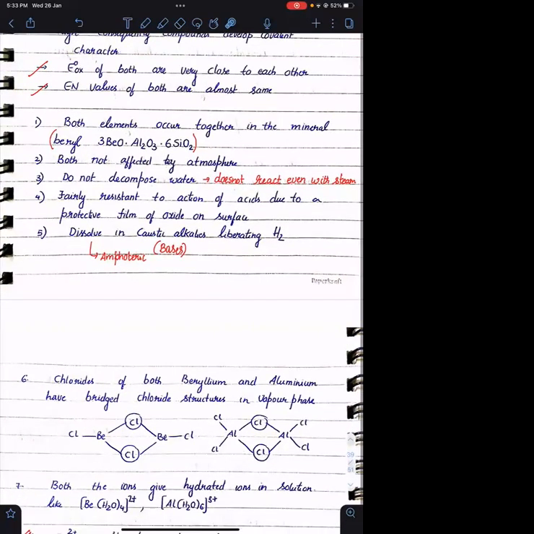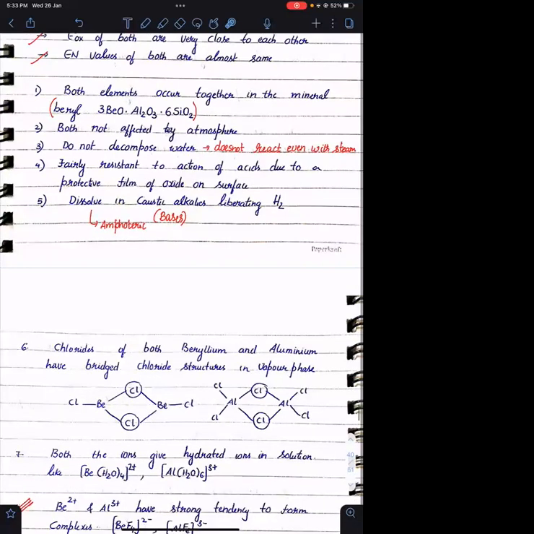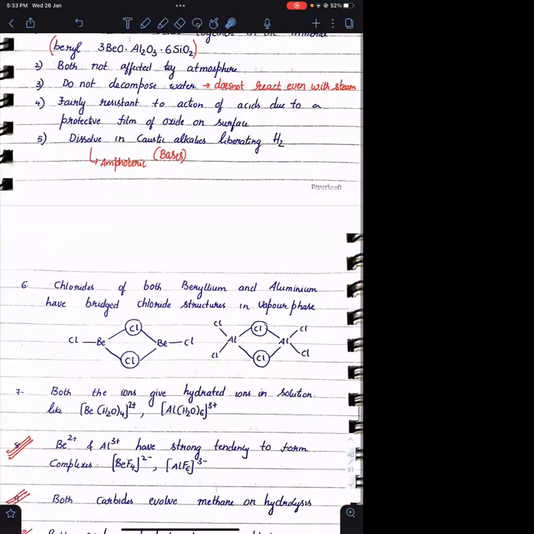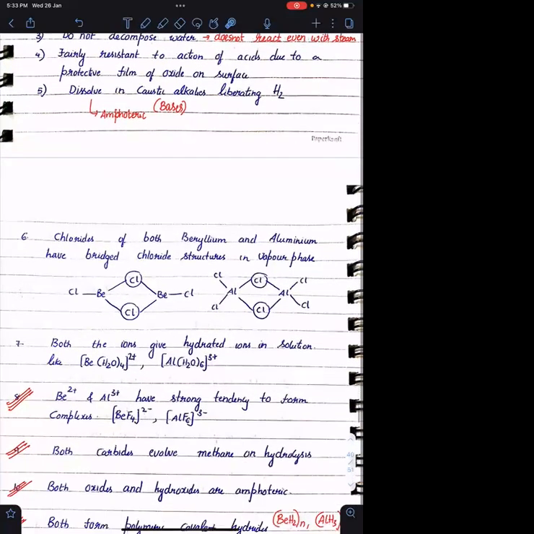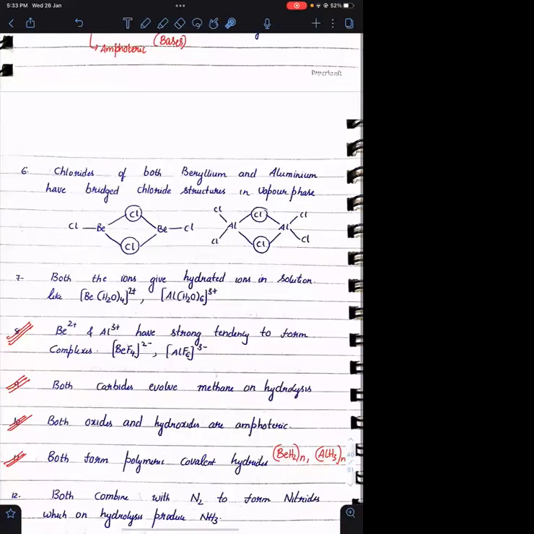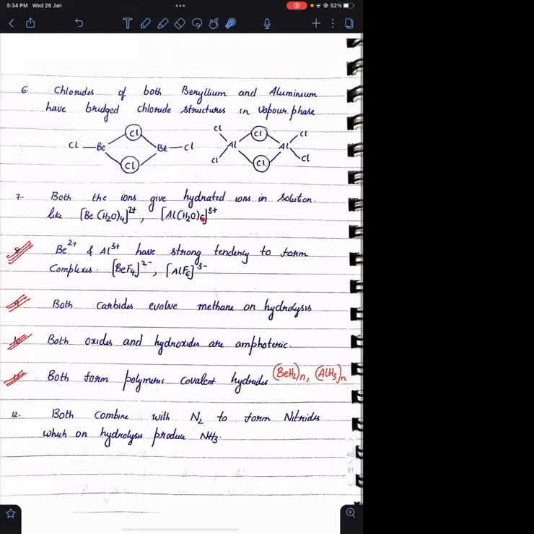Next, they can dissolve in caustic alkalis. Because these being amphoteric, they can dissolve in bases liberating H2. Both of them form bridge bonds in vapor phase. Okay, both of them are forming bridge bonds. Both of them are having ability to form complex ions. और यहाँ पे water के साथ hydration हो रहे हैं, बाकी चीजों के साथ complex ions बन रहे हैं.